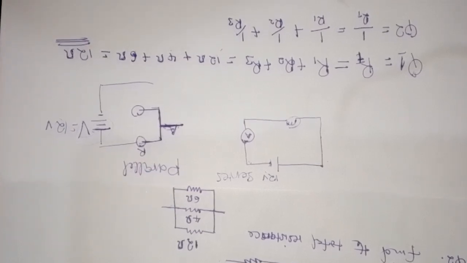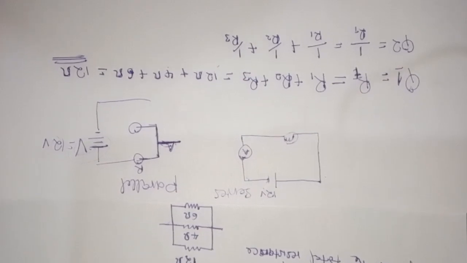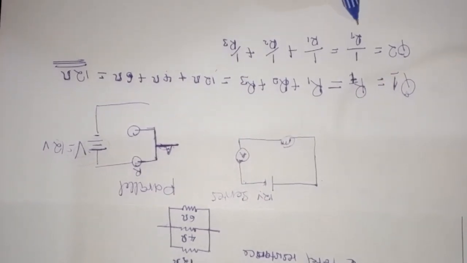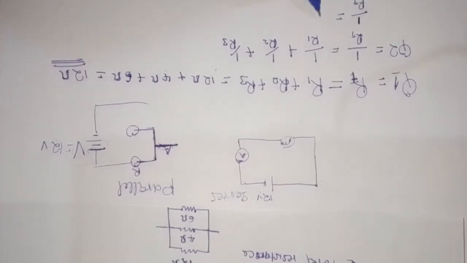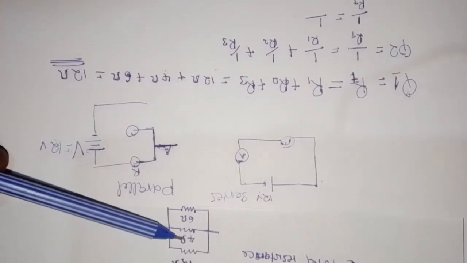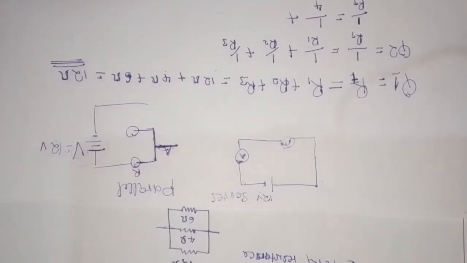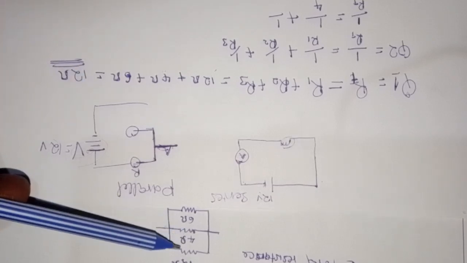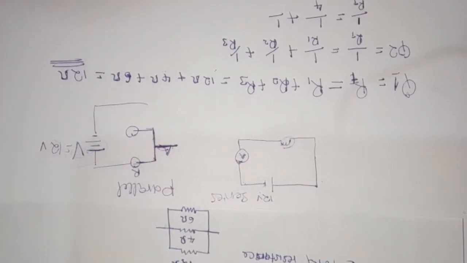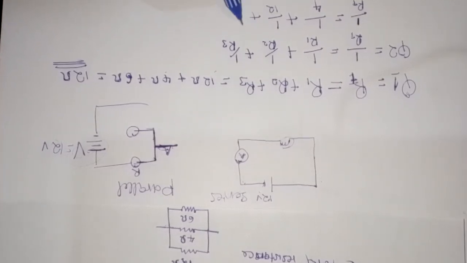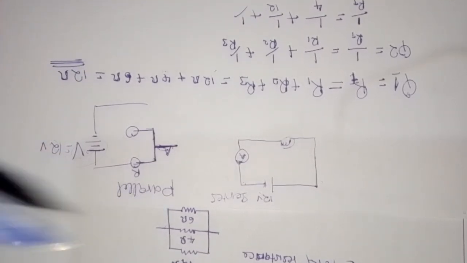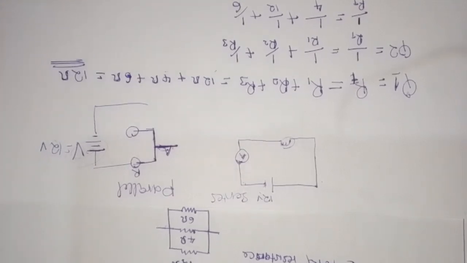So now our question with resistances 12, 4 and 6. 1 over total resistance is equal to 1 over 4 plus 1 over 12 plus 1 over 6. Then what do we do?